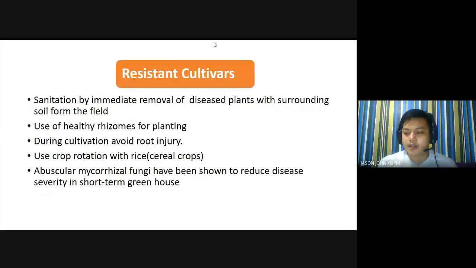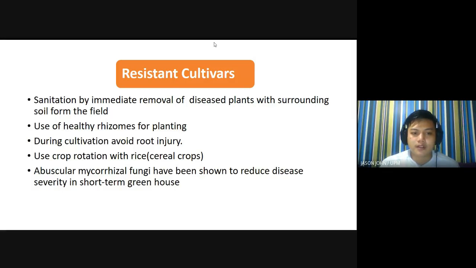So the methods that we apply on this disease are resistant methods. First one is sanitation, by immediate removal of diseased plants and surrounding soil from the field. Use of healthy rhizome for planting. During cultivation, avoid root injury. Use crop rotation with rice or any other cereal crops.